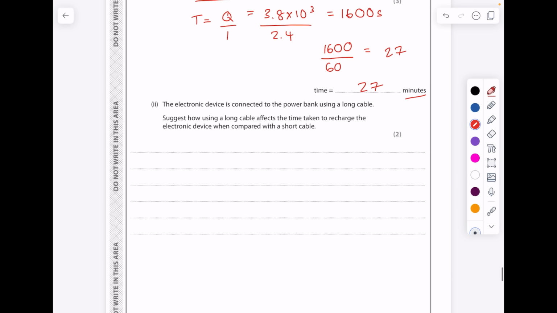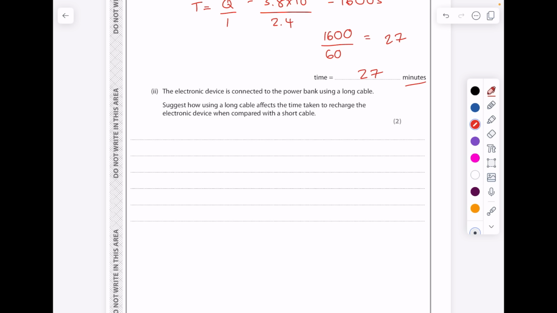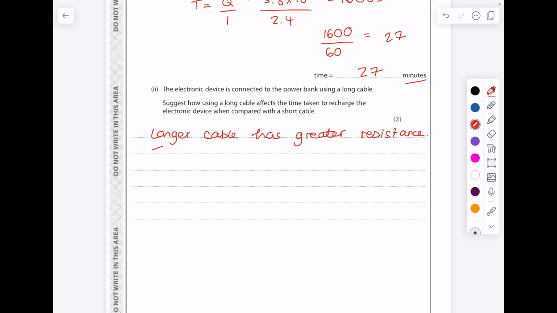The electronic device is connected to the power bank using a long cable. Suggest how using a long cable affects the time taken to recharge the electronic device when compared with a short cable. Remember that the length of your wire really affects your resistance. So the longer cable has greater resistance. Because you've got a greater resistance, the charging current will be less. And so the time taken will be longer.